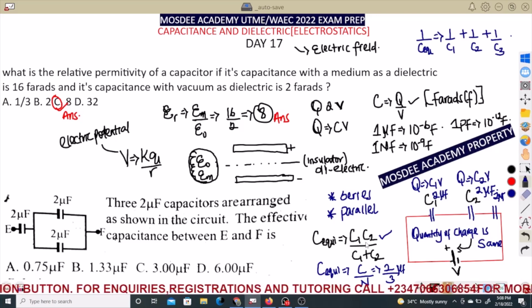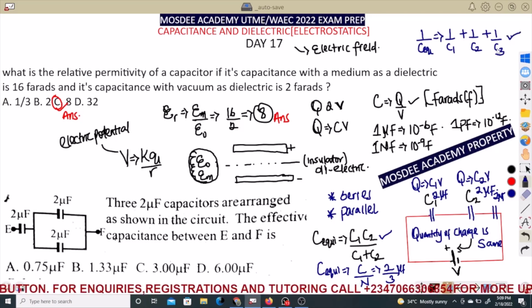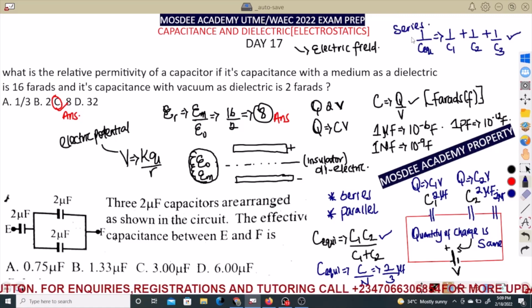You can also use product over sum, but this time you have to know math. It will be C1 C2 C3 over C1 times C2 plus C2 times C3 plus C1 times C3. But that will be complex. That is why teachers prefer giving you this for equivalent capacitance for series arrangement. So I hope you can see this, which is the best method you can always use. I believe you have learned this in your junior classes. So for series arrangement, this is the way you do that.